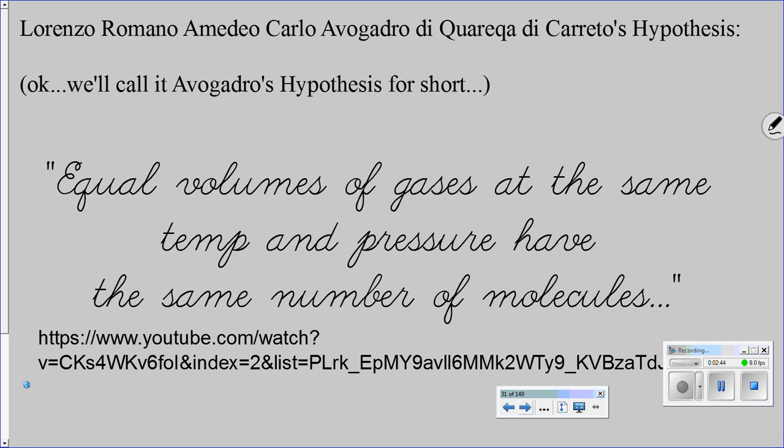We'll sing this in class that tells us Avogadro's hypothesis, which is that equal volumes of gases at the same temperature and pressure contain the same number of molecules. Again, there's a little video for this. We will take some time to listen and sing that in class. It's very helpful in trying to remember this.